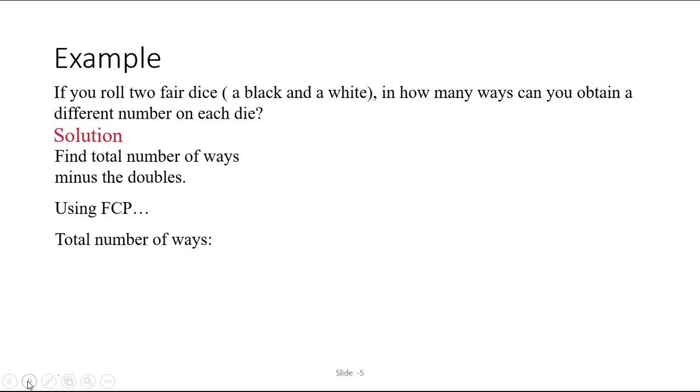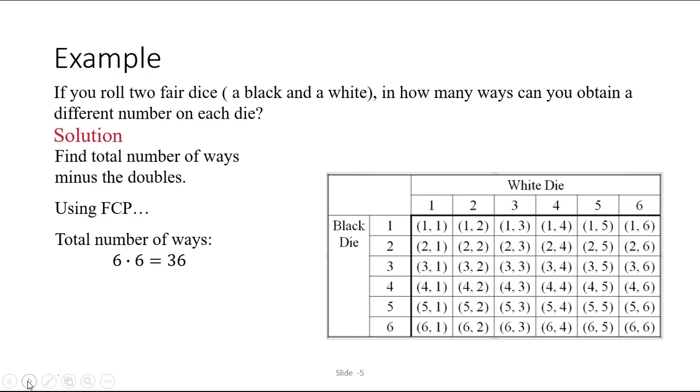By the fundamental counting principle, the total number of ways to roll 2 dice is the number of outcomes on the first die, which would be 6, assuming it's a 6-sided die, times the total number of possible outcomes on the second die, which is also 6. 6 times 6 is 36 possible outcomes. They're listed here in this product table. What we don't want is for the dice to be identical. So how many doubles would there be? Well, there are 6 doubles.